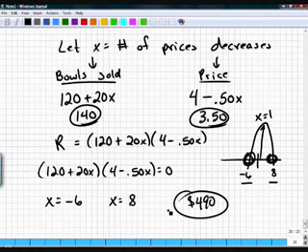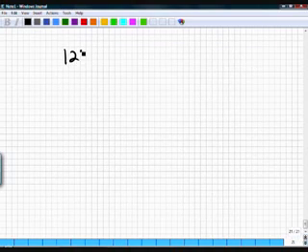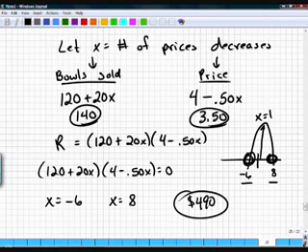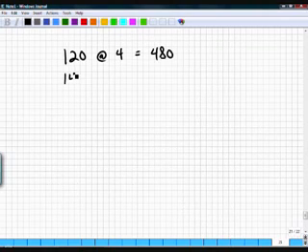Something else you could do to solve this problem is trial and error. You say, well, what if I had 0 price decreases? Let's look at it that way. With 0 price decreases, how many bowls would you sell? 120. How much would each bowl be? 120 at $4 would give you $480. How much did we make with ours? $490. So 140 bowls at $3.50 a bowl gave us our $490.